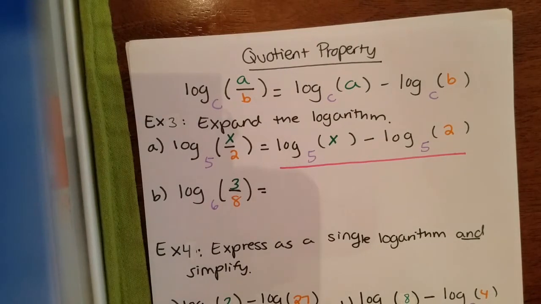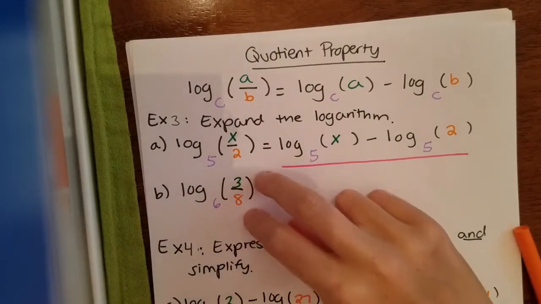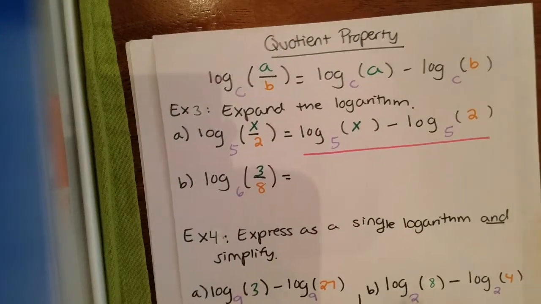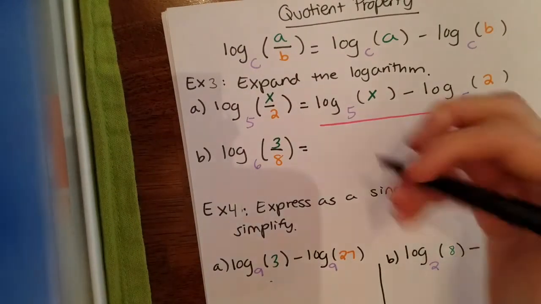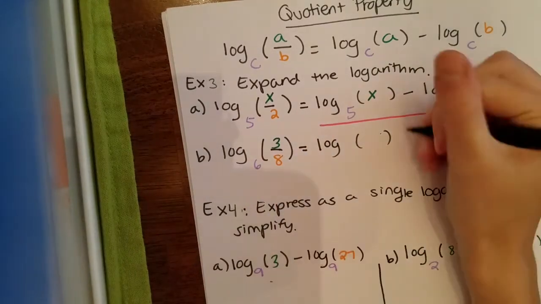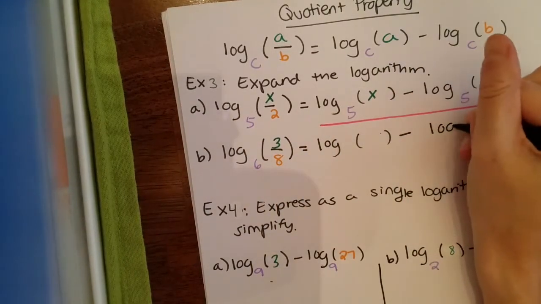Alright, so part B is the same thing. So if you want to try it on your own, I highly encourage it, and fast forward to the end and see if you get it correct. So we have two things that we're dividing, so we can separate this into two logarithms. So I'm just going to set up my logs first. And since we're dividing, we can separate it with a subtraction symbol.